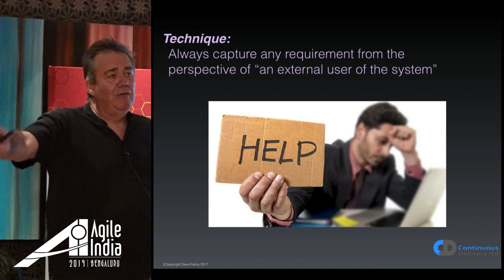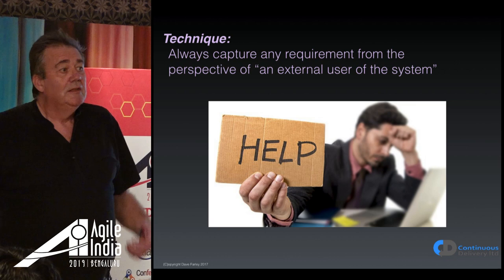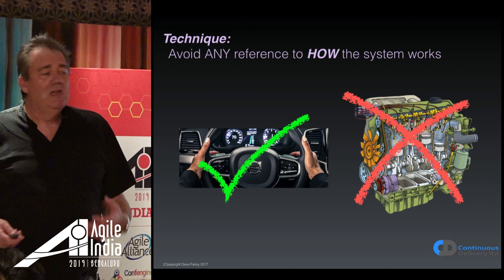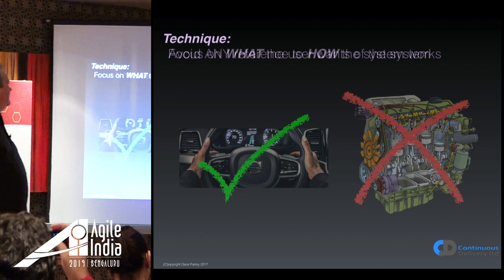If you've got user stories that say things like add a new column to the database, it's wrong. It's not a user story. The users don't care whether there's a new column in the database. You want to capture the behavior, you want to capture the intent. Avoid any reference in your executable specifications to how the system works. Think about it from the point of view of the driver, not the mechanic. Focus on what the user wants of the system and try to capture that.